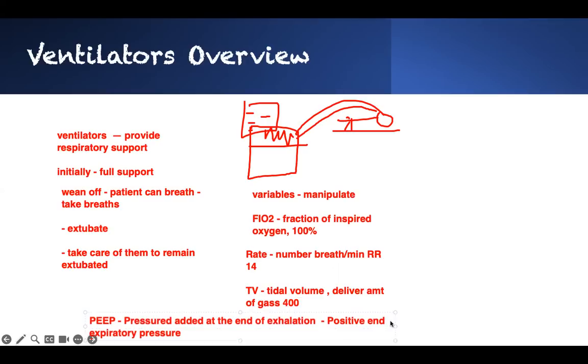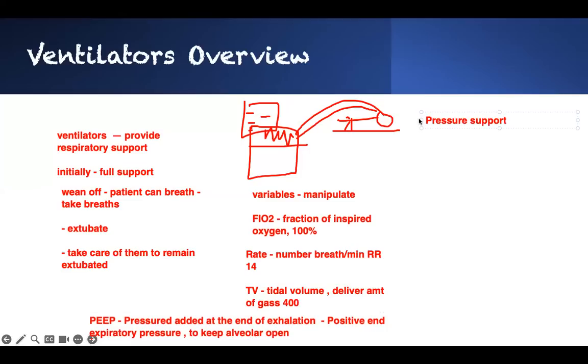So when you take a deep breath, you take in. Then when you breathe out, your alveoli are supposed to collapse because there's no more air in them. But we give you this pressure to keep the alveoli open. So that is PEEP. PEEP is designed to keep your alveoli open. So that's positive end expiratory pressure. Very, very important.